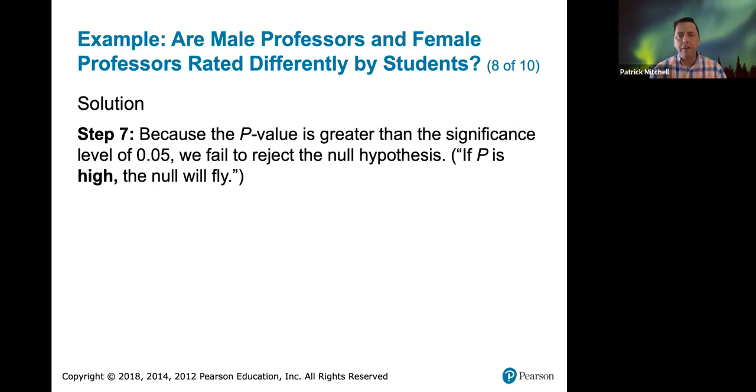So we're going to fail to reject the null hypothesis. Remember, when you have a high p-value, if p is high, the null will fly. If p is low, the null must go. Okay?